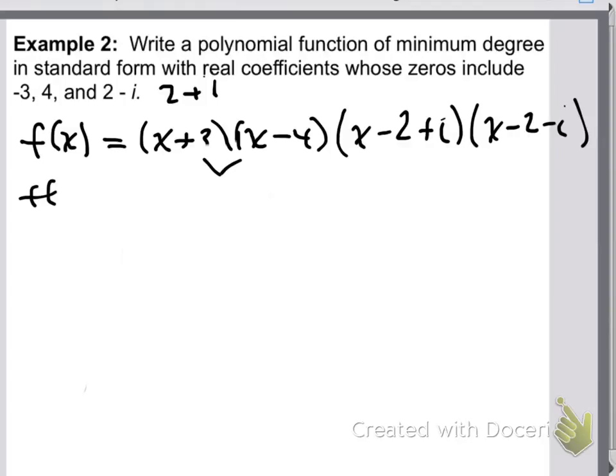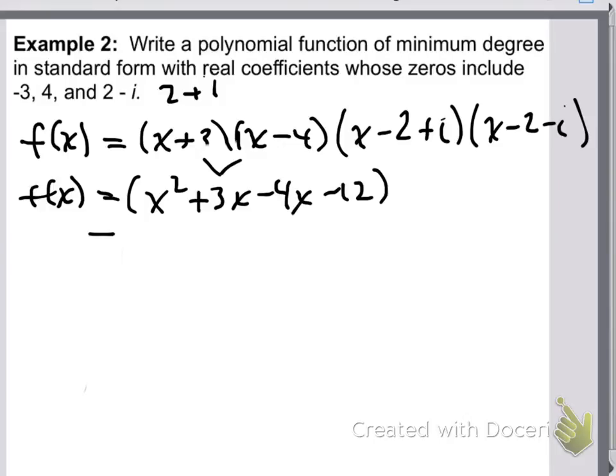Alright, and so I have f of x equaling x squared plus 3x minus 4x minus 12. So that's going to equal x squared minus x minus 12. Alright, and now what I'm going to have to do is go ahead and expand these out.